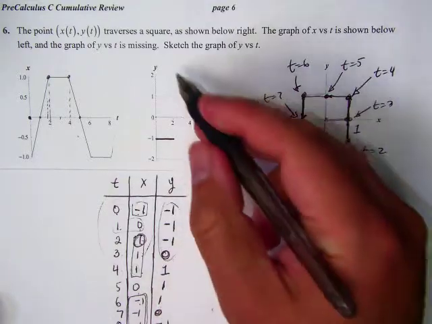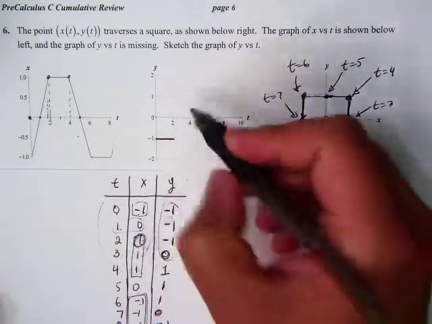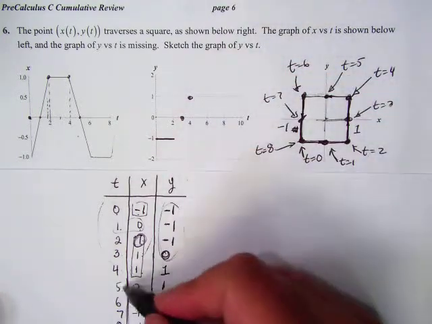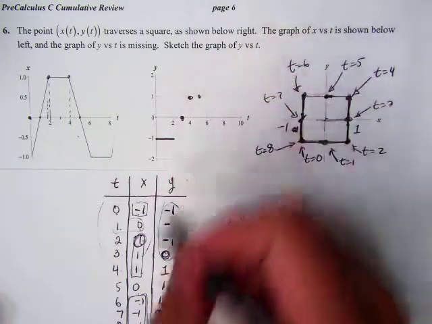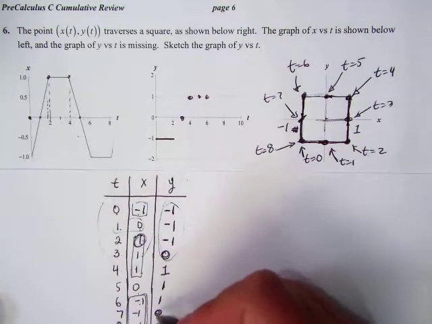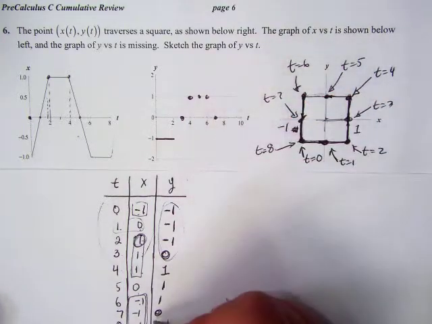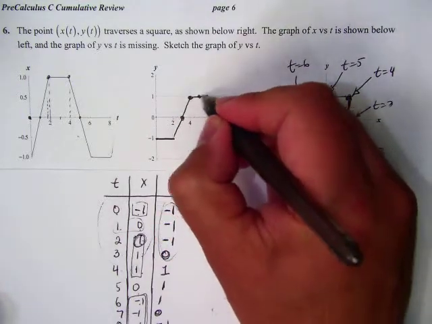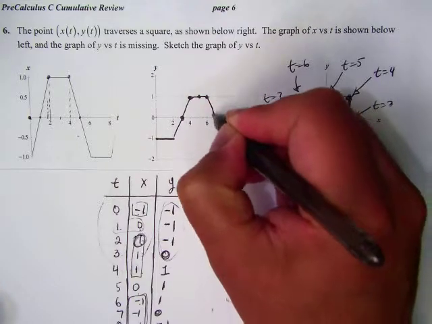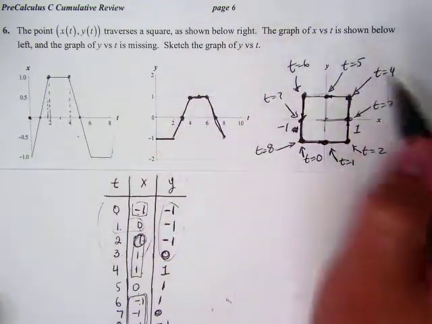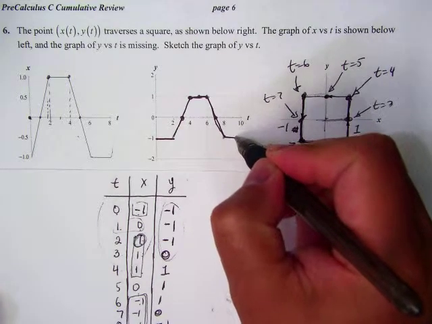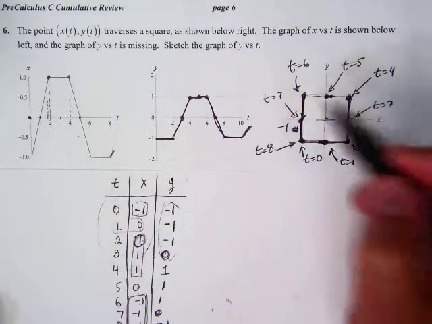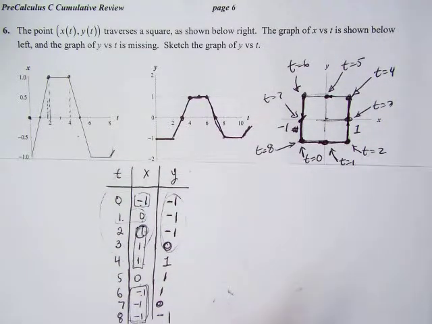So now I've got all the points I need to plot here. At t equals 3, y is equal to 0. T equals 4, y is equal to 1. T equals 5, y is equal to 1. T equals 6, 1. T equals 7, 0. T equals 8, negative 1. So this would be my best guess at what this graph looks like. And we know it repeats, so it'd probably do this and then repeat, just like this one would repeat. That concludes number 6. Hope that made some sense.